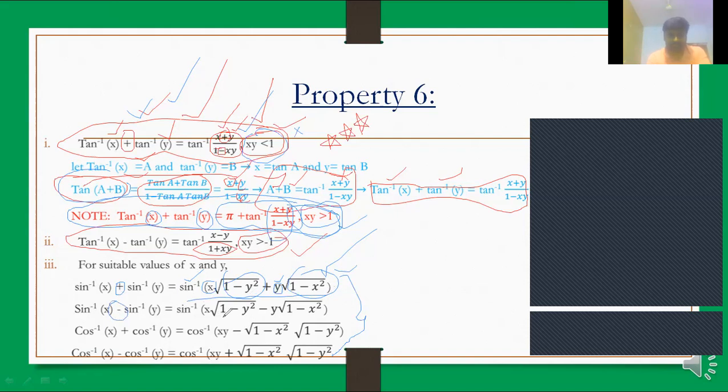Sine inverse of x into root 1 minus y square, here minus, just minus here. Okay, y into root 1 minus x square. Clear? So now, in this case, cos inverse of x plus cos inverse of y.